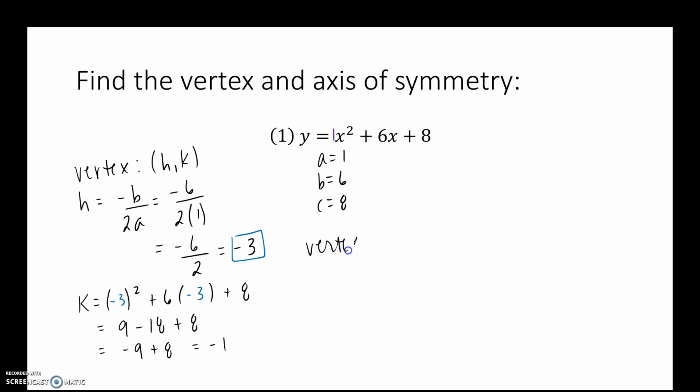So what's my vertex? My vertex is an ordered pair. It has an x-coordinate of negative 3 and a y-coordinate of negative 1. Okay, so what's my axis of symmetry? My axis of symmetry is always a vertical line, and it's always through the x-coordinate of the vertex. So that negative 3, it's very important. Look at all the places we use that negative 3 value.